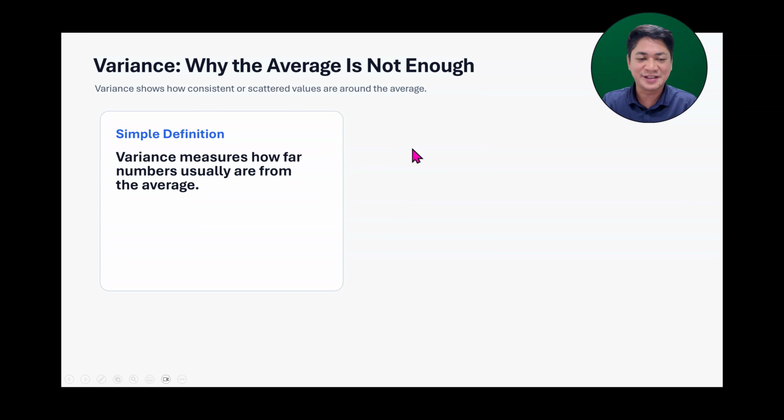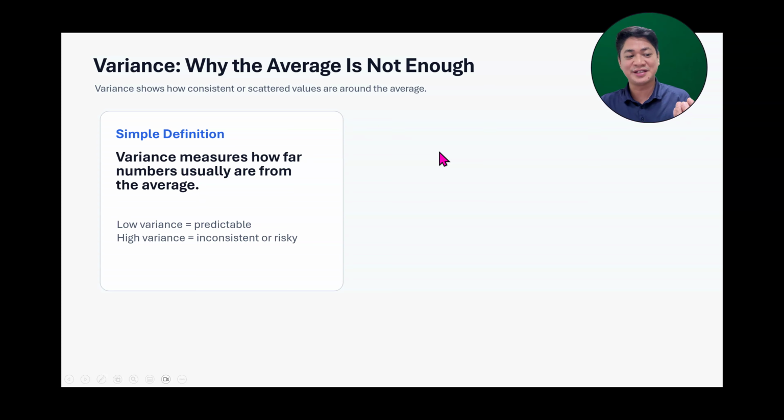So variance, in its simple definition, measures how far numbers usually are from the average. The lower the variance is, the more predictable it becomes. If your numbers are consistent or very similar in terms of their distance from each other, then you could say that it's more predictable, versus a high variance set of numbers, which is inconsistent or risky.